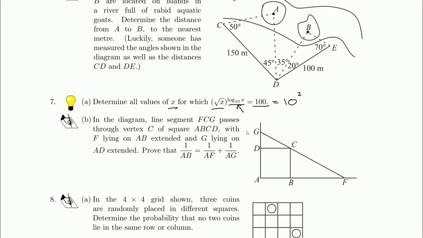But we want to determine the values of x. So that's going to be kind of hard, because x appears twice in our equations. So let's just copy down and see what we can see and manipulate. We'll probably have to take a logarithm at some point. So root x to the log base 10 of x is equal to 100. Okay. What can we do here?